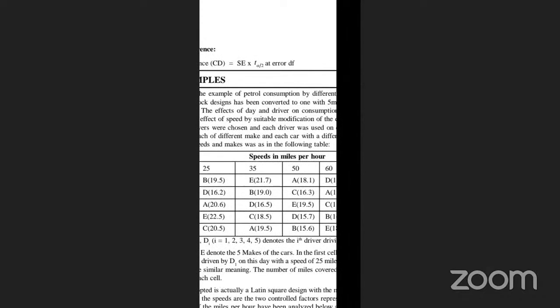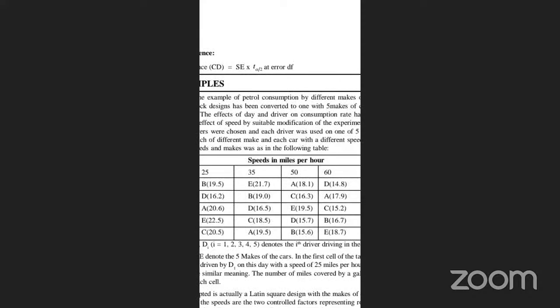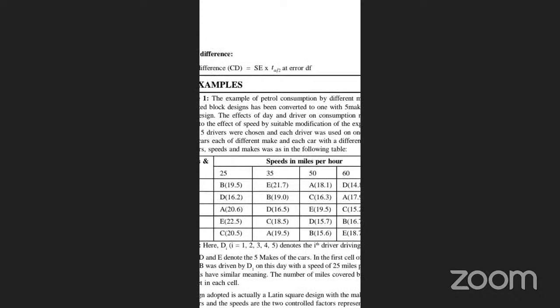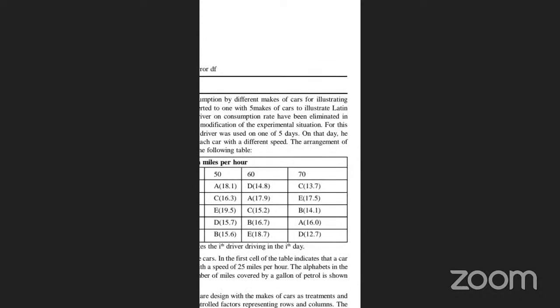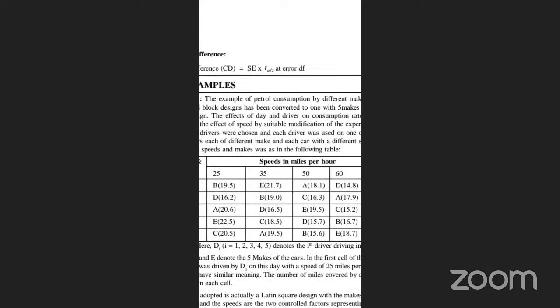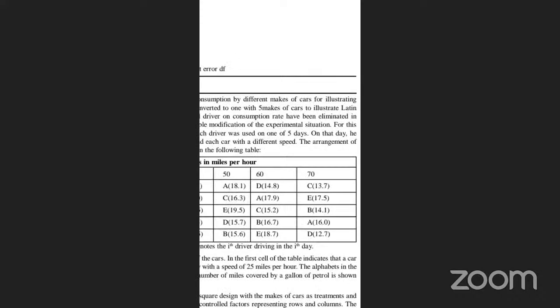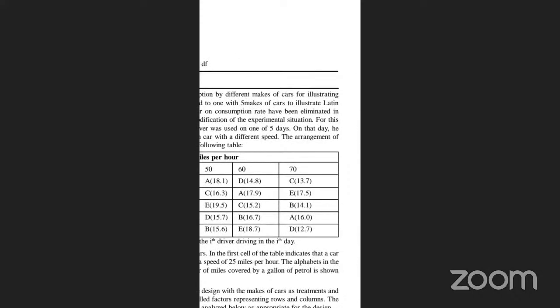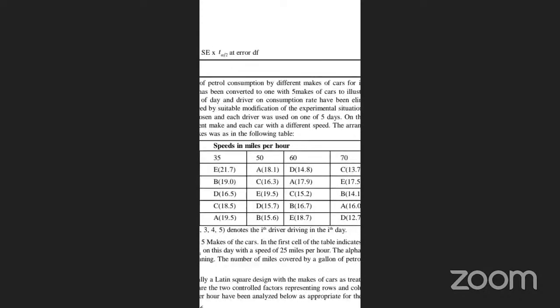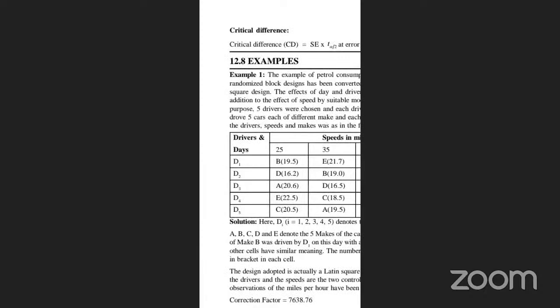The effects of the driver on consumption rate have been eliminated, in addition to the effect of speed, by suitable modification of the experimental situation. For this purpose, 5 drivers were chosen and each driver was used on one of 5 days. On day A, he drove 5 cars, each of a different make, each car at a different speed. The arrangement of the drivers, speeds and makes was the following table.